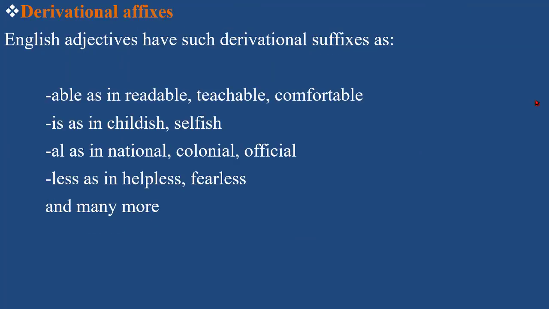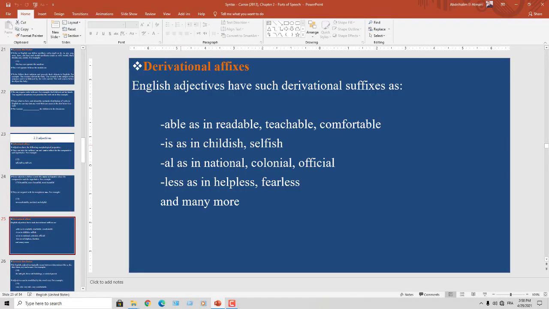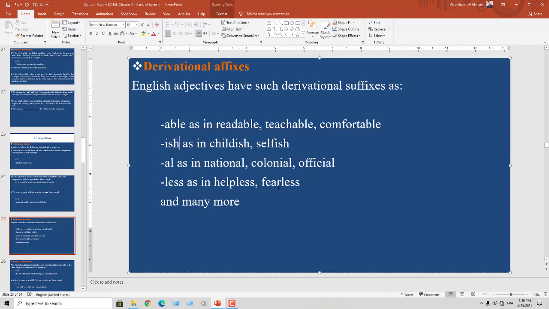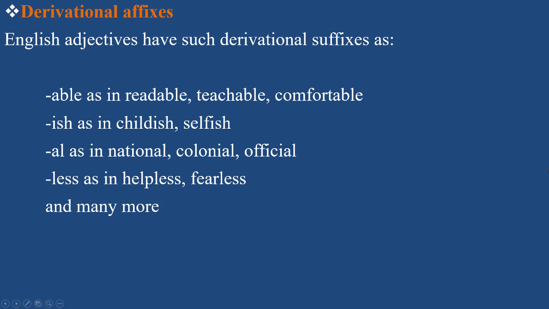Derivational affixes. English adjectives have such derivational suffixes. Able, as in readable, teachable, comfortable. Sorry, not is, but it's ish. Let me correct that. So ish as in childish, selfish. Al as in national, colonial, official. Less as in helpless, fearless, and many more words.